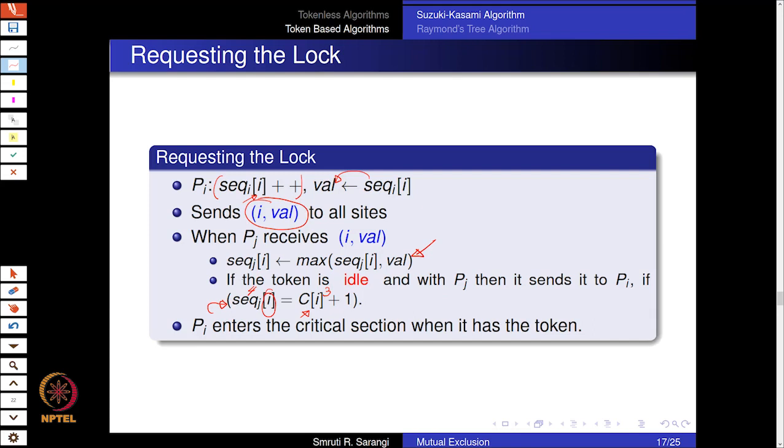So if the token goes to a process, then it enters the critical section, which means it grabs the lock. In this case, establishing mutual exclusion is rather trivial, because if you have the token, then you enter the lock and grab the resource, otherwise you don't. And given the fact that only one process has the token at any point of time, mutual exclusion is trivial. So we basically have to look for starvation freedom and deadlock freedom. And I want to repeat that we were able to prove in the previous lecture that starvation freedom implies deadlock freedom.